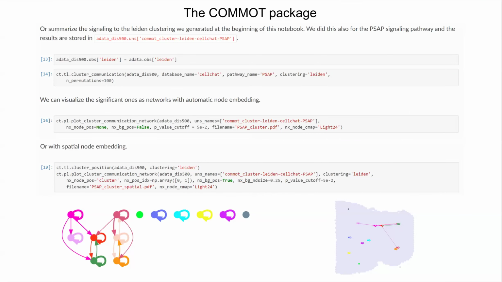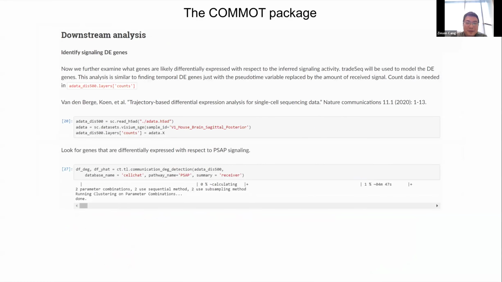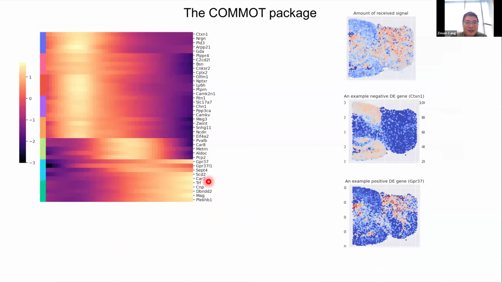Okay, great. Yeah, we can also do some downstream analysis as we did, to find these cell-cell communication DE genes. This is like pseudotime DE genes, except the horizontal axis becomes the strength of signaling.